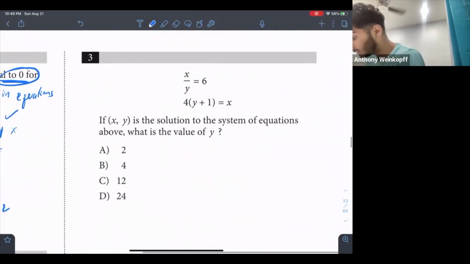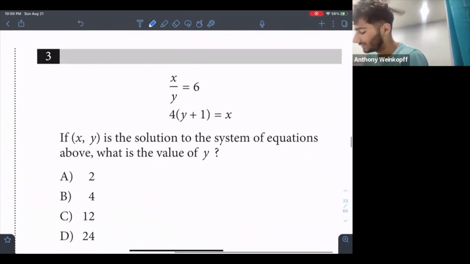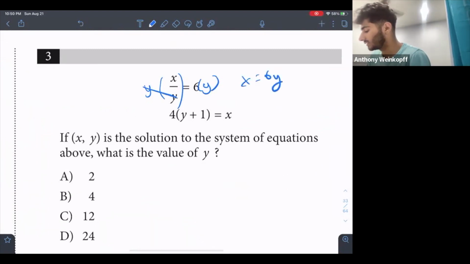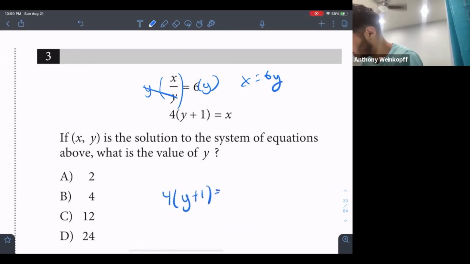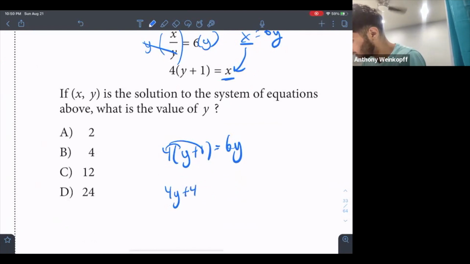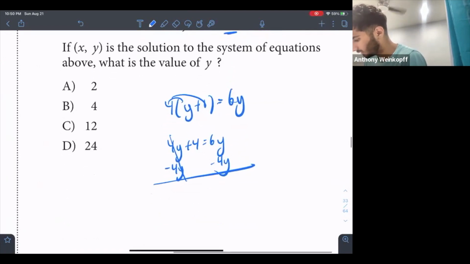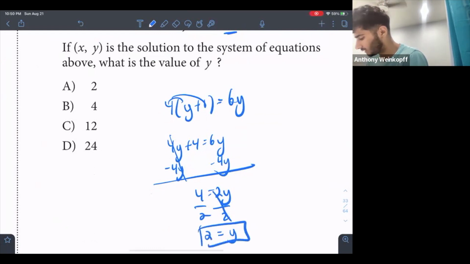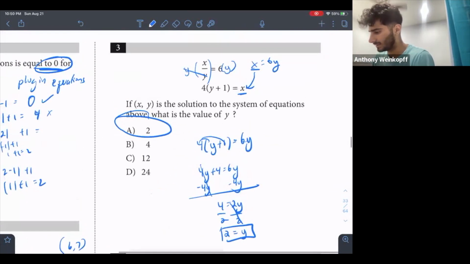Question 3. If x comma y is a solution to the system of equations above, what is the value of y? So one way we could do it is to understand that we can just multiply both sides by y to get x. x is equal to 6y. And then you would do 4y plus 1 is equal to 6y, because that's what x is equal to. Now you have everything in one equation, so you would do 4y plus 4 is equal to 6y, minus 4y, minus 4y. And then you get 4 is equal to 2y, divided by 2. y is equal to 2. And so that is our answer, choice A.